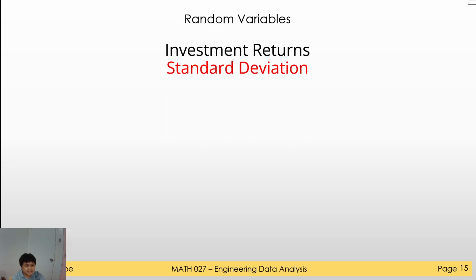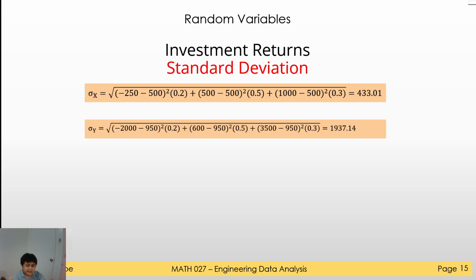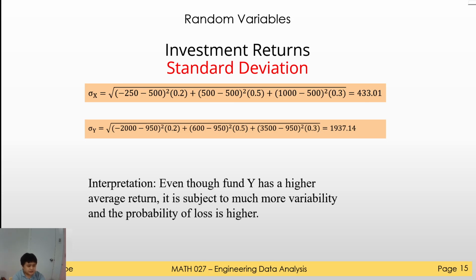Now if we compare their standard deviation, okay, standard deviation could be a measure of how volatile or how erratic our decision can be. So how erratic or how crazy it is changing, no? So for the first case, for the passive fund, we have only 433. But for the aggressive fund, we have a higher value. Therefore, what can we say about this? Even though the aggressive fund or fund Y has a higher average return, it is subject to more variability compared to the passive fund. So the probability of loss might still be higher.